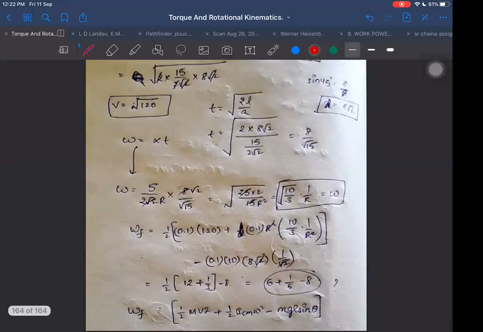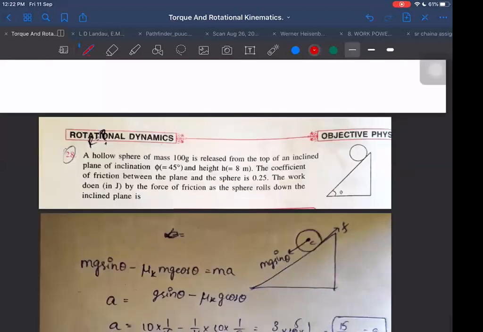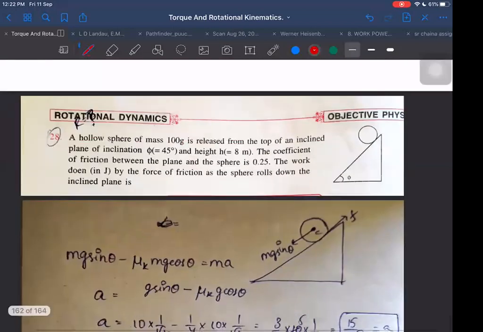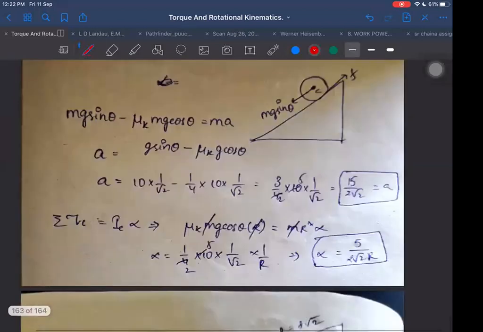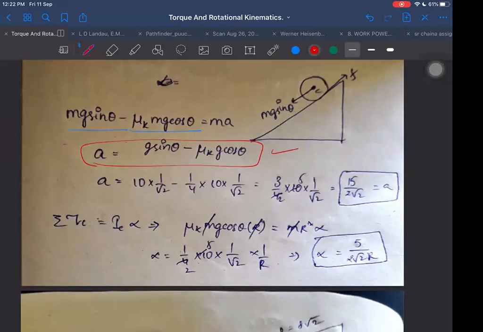Okay, this question. Let us see now what is the mistake committed by you. You did it in the same way. Let us try to find out what is the mistake. mg sin theta minus mu k into mg cos theta is equal to m into a. So acceleration we are getting as this. That is correct so far, right? Then calculations are 10 by root 2, 1 by 4 into 10 into 1 by root 2. That is also correct. Now what we get here? 3 into 10 by 4, that is 15 by 2. It is correct only up to this.